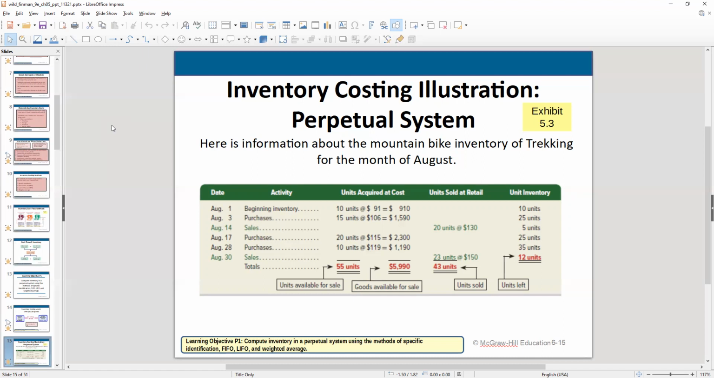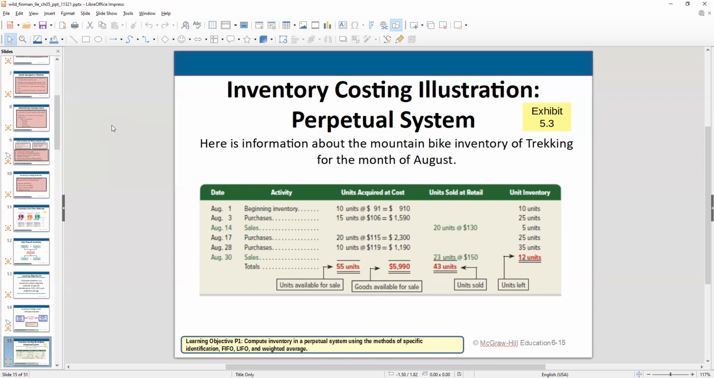And then on August 3rd, we got 15 units in at $106. We now have $1,590. That's what our acquisition cost is. Now we're up to 25 units. Next, in sales, we show that we sold 20 units at $130. Now that's the quantity of the units sold.